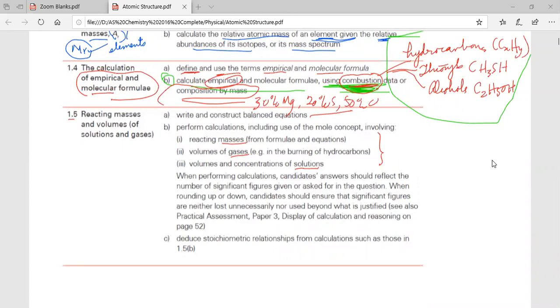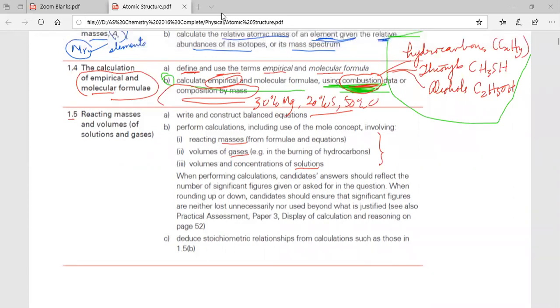Guys, today we are starting on this thing called calculations. Now look at the syllabus here. We have finished 1.1 to 1.4. Today we are looking at the reacting masses of volumes and solution gases. But before that, there's an important part here.